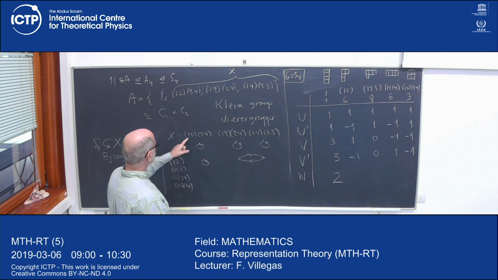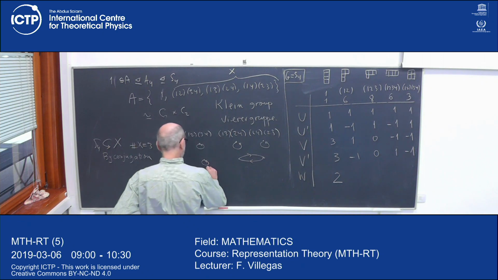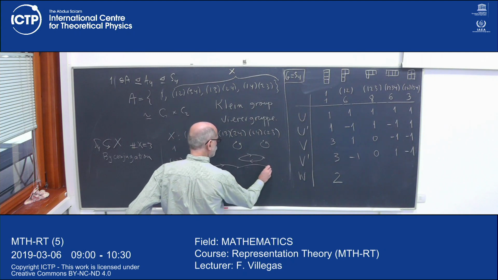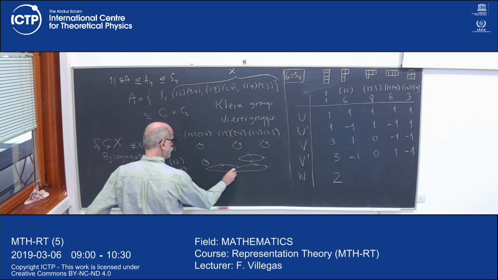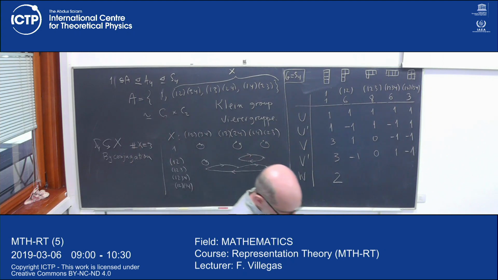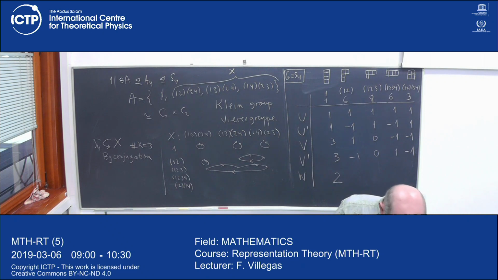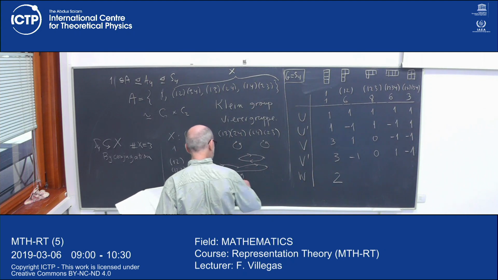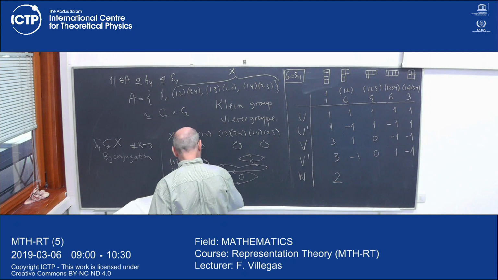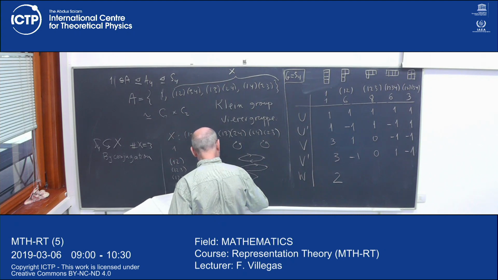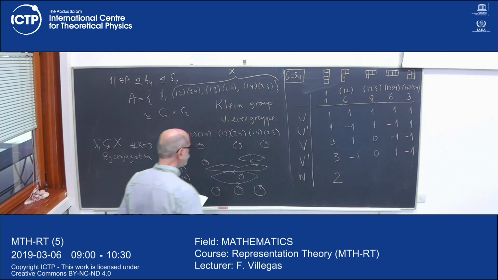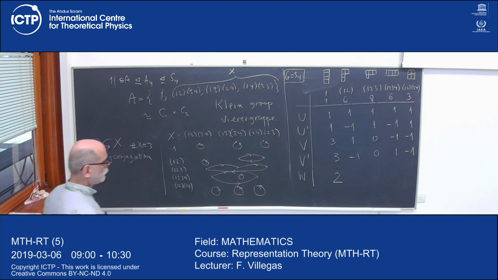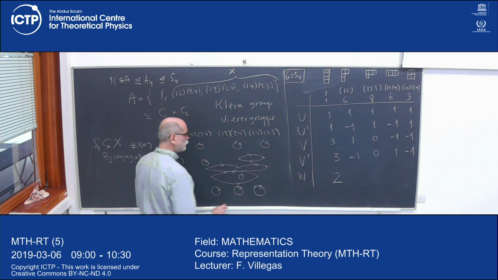Conjugating by (1 2 3) takes (1 2)(3 4) to (2 3)(1 4), so it goes to that one. And so it goes to this one, and this one goes to this one, and then one goes back. And you can just do all of these guys. The next one fixes this one and swaps this one with this one. And then (1 2 3 4) is in the subgroup, so it commutes with everybody. It acts like this. So this is a schematic way of seeing exactly how this permutation representation works.